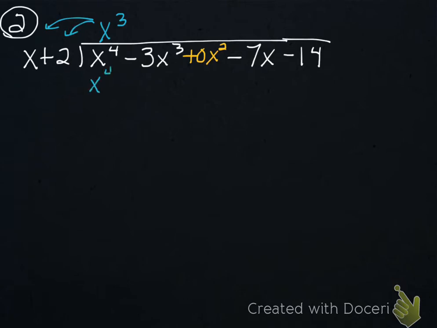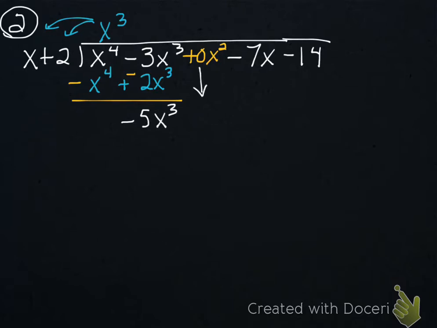That would give me x to the 4th. x cubed times 2 would be plus 2x cubed. Draw the line, change both signs. Negative, negative. Now add. x to the 4th minus x to the 4th goes away. Good. Negative 3x cubed minus 2x cubed is negative 5x cubed.